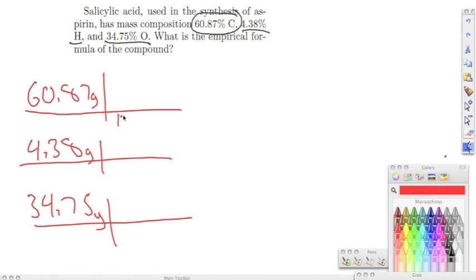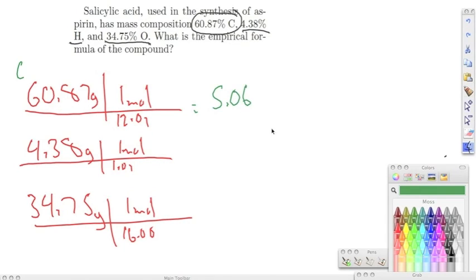Now we know that carbon has a molar mass of 12.01 equals 1 mole. Hydrogen is 1.01 equals 1 mole. And oxygen is 16.00 equals 1 mole. So we plug these into the calculator and divide those out. For carbon, we get 5.06 moles. For hydrogen, we get 4.33 moles. And for oxygen, we have 2.17 moles.